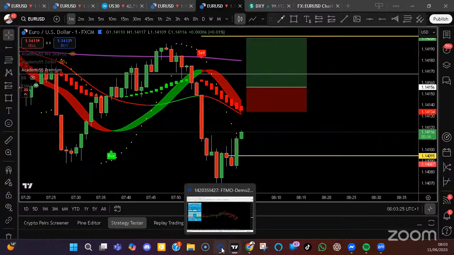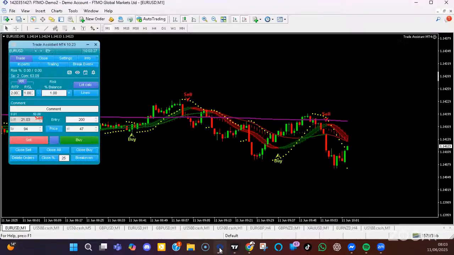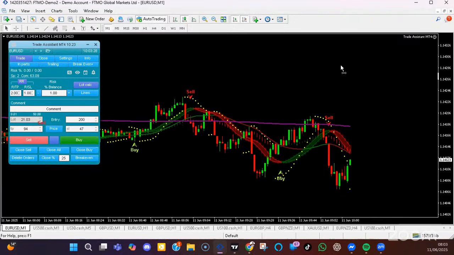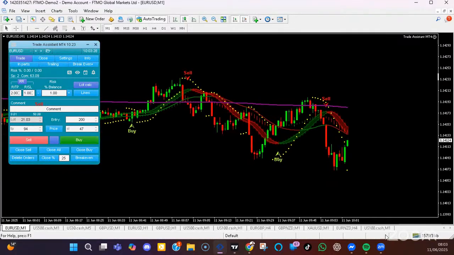We are going to open our MT4. Here's the MT4. Make sure your risk to reward is in purple on your trade assistant and your lot calc is in purple, and you've got that all important 1% risk. We never risk more than 1%. And I like to make sure that's in purple in case I need to close all trades.